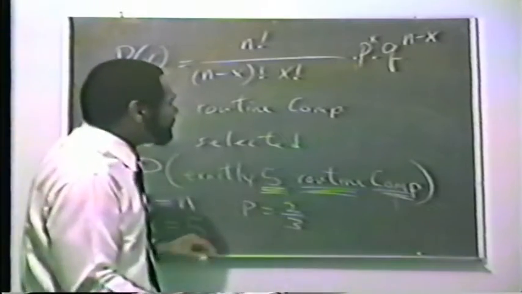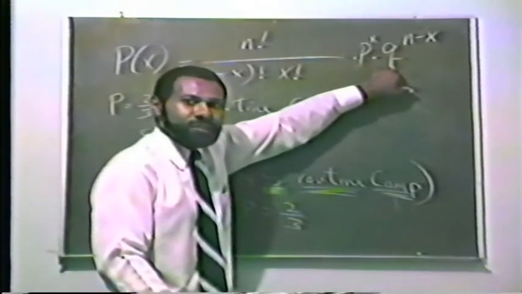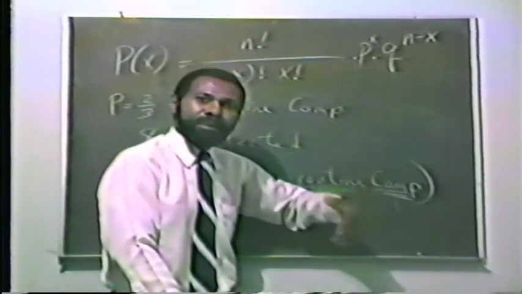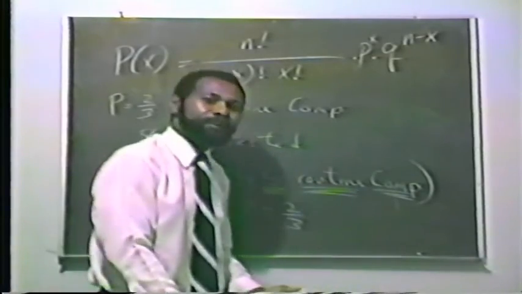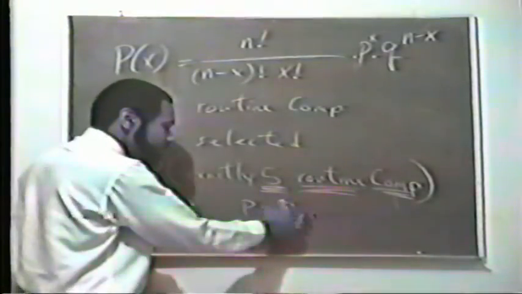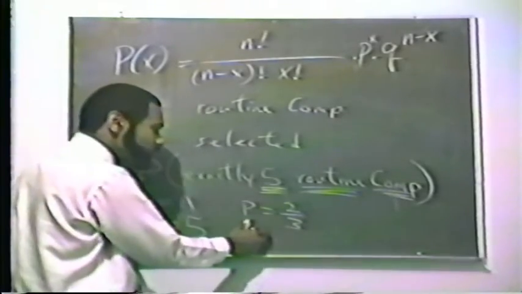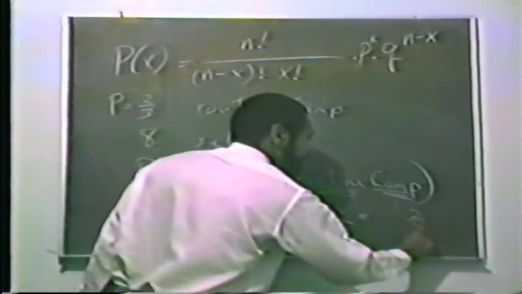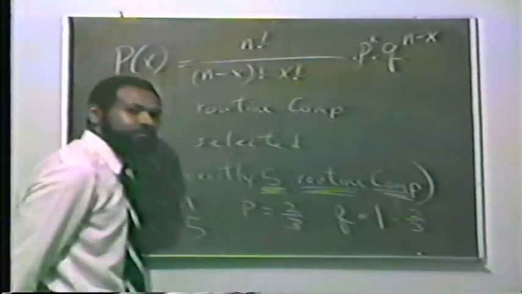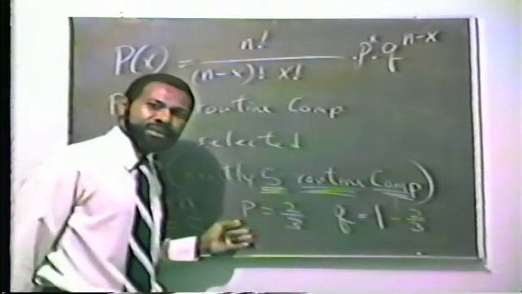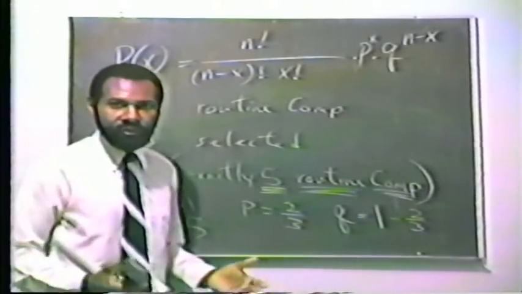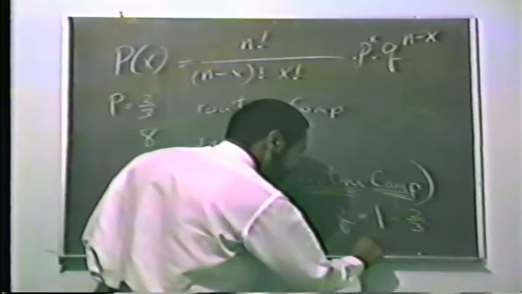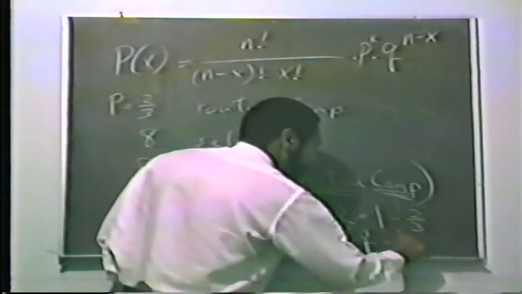Now we need to know the value for Q. As we said before, Q is the complementary probability of P. So if we know that P is equal to 2/3, to find Q, all we have to do is take the probability of success, 2/3, and subtract it from 1. That gives you the probability of failure. So Q would be equal to 1/3.